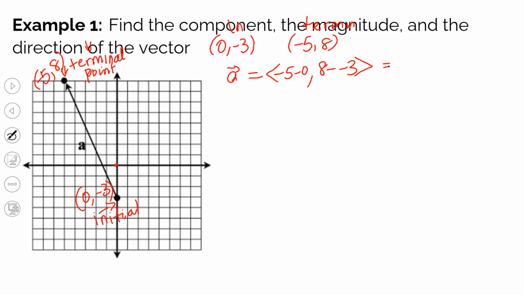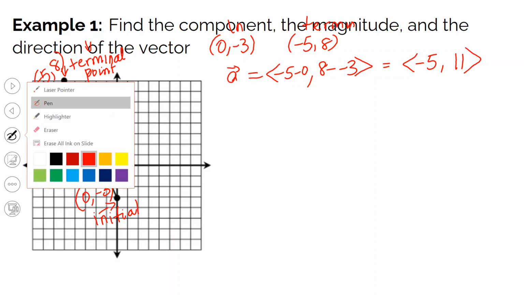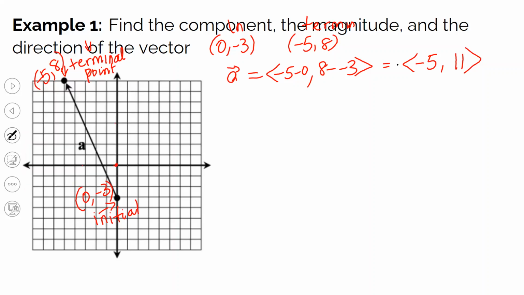That will give us -5, because when you subtract 0 from anything, it remains that thing. Because we have minus and negative, it becomes positive, so this becomes 11. And that is it. It's not more than this. So don't complicate things. The answer is right there. So that's the component of this vector.